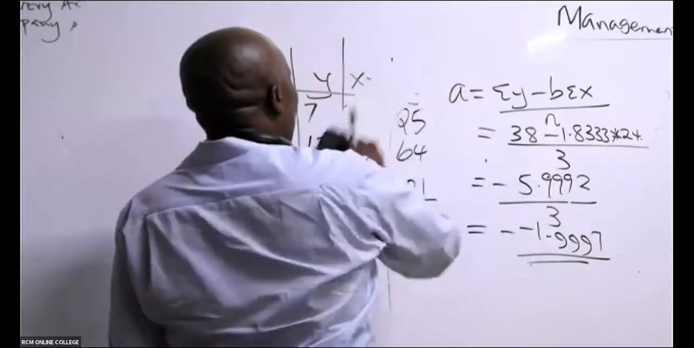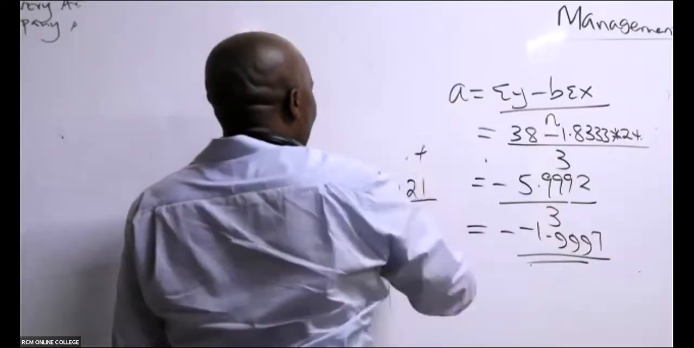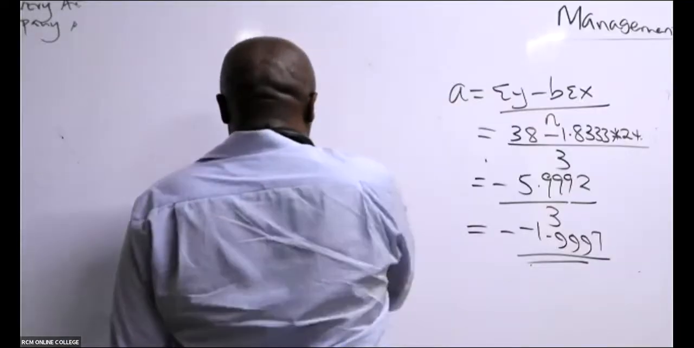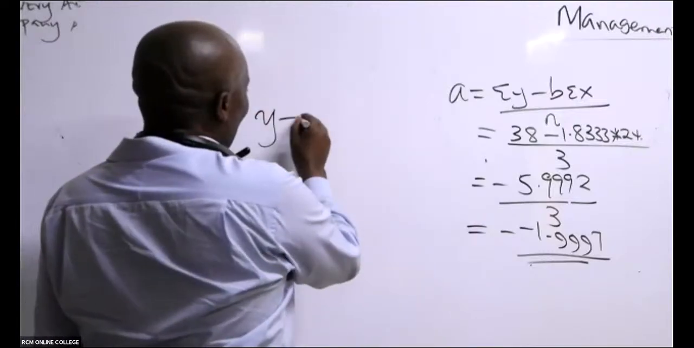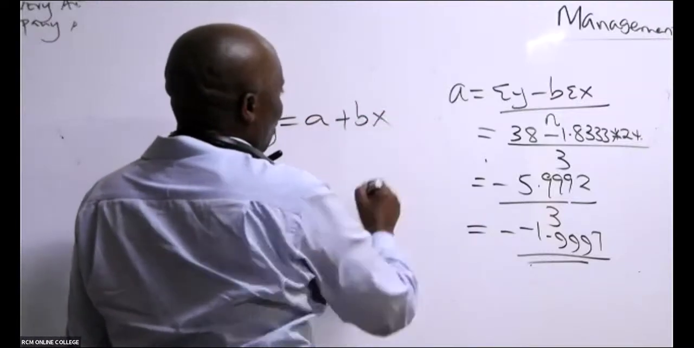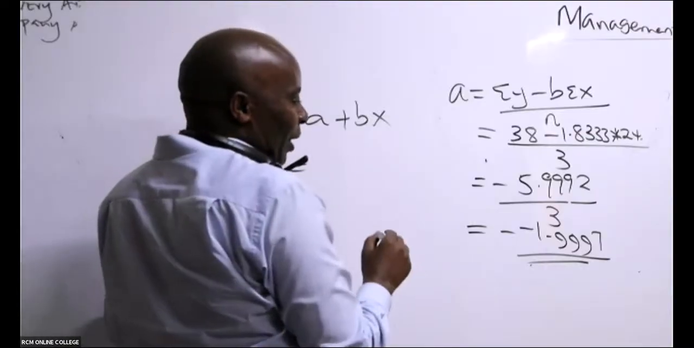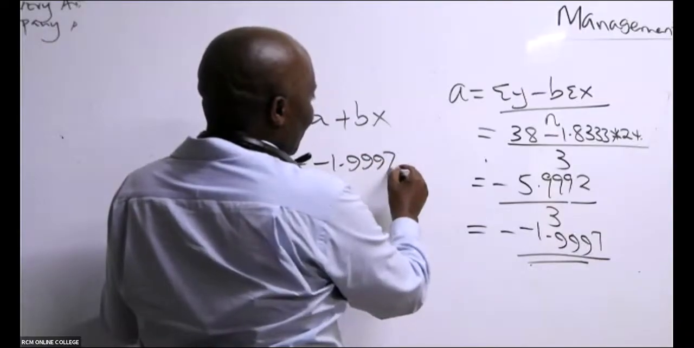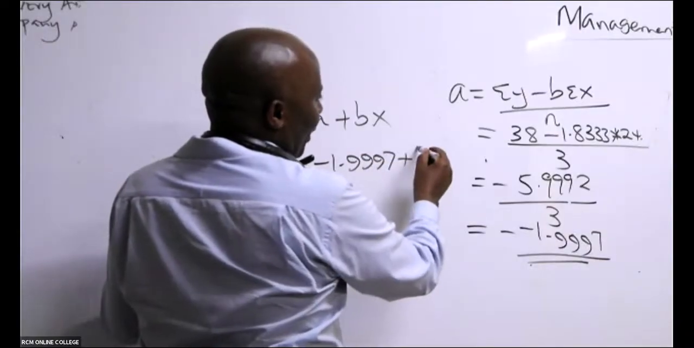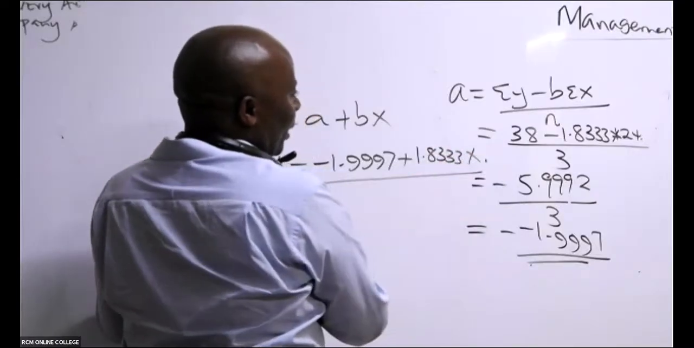Once you write it like that, you've been able to get the values of A and B. Then we'll be able to come here, ladies and gentlemen, and write the equation for us. You'll say y equals A plus Bx. Now you have the value of A and the value of B. So A is negative 1.9997 plus B, which was what here, somebody? 1.8333, what here? X.